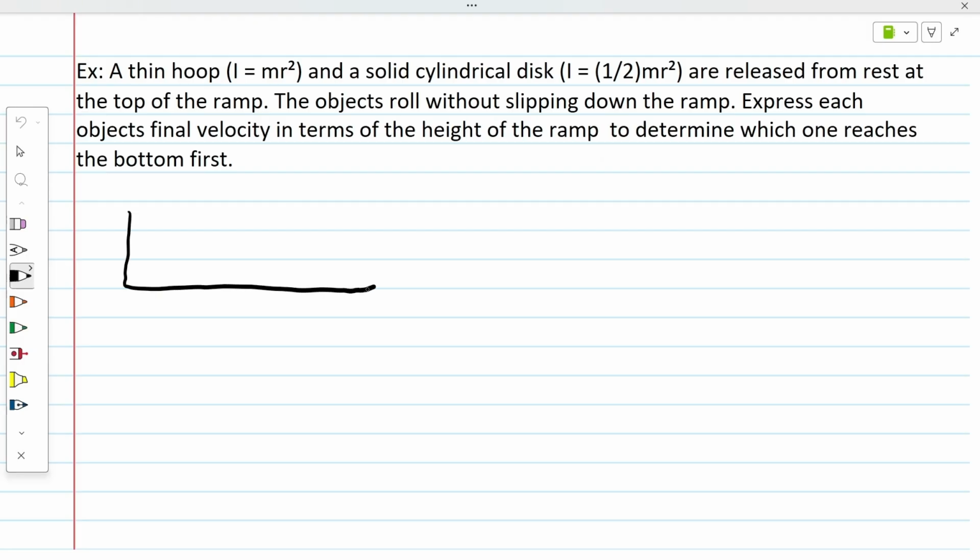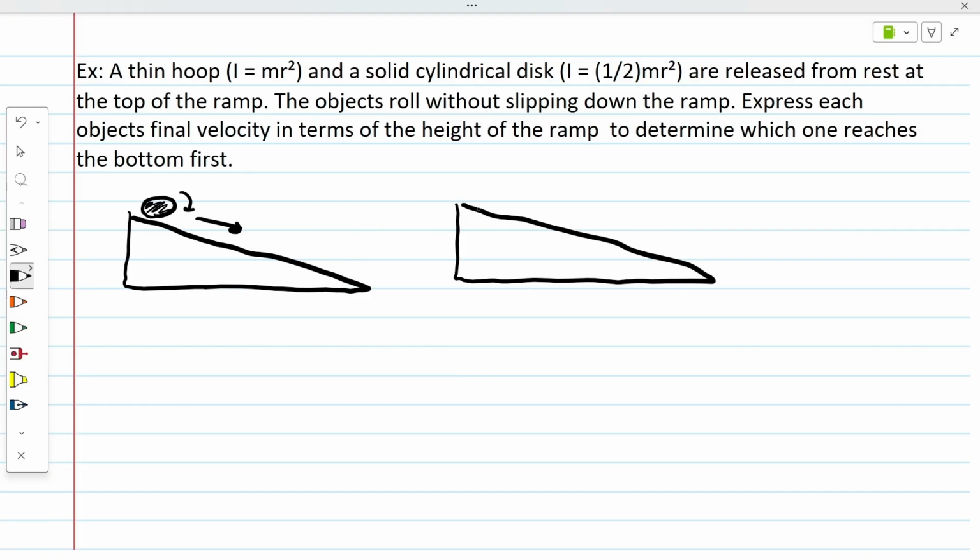So we have a ramp, okay, and so we have a case where we have a solid disk that's rotating and rolling down. And then in the other situation, we have a thin hoop, which we can think of like this. Okay? And so this is also going to rotate and roll down the ramp.